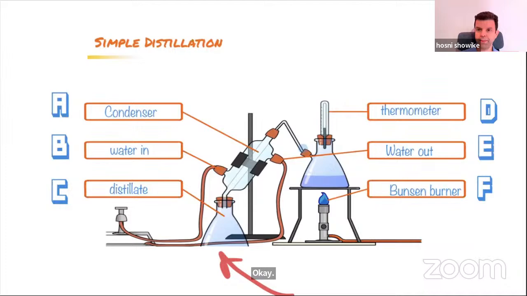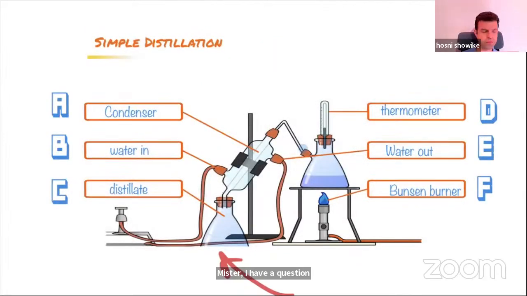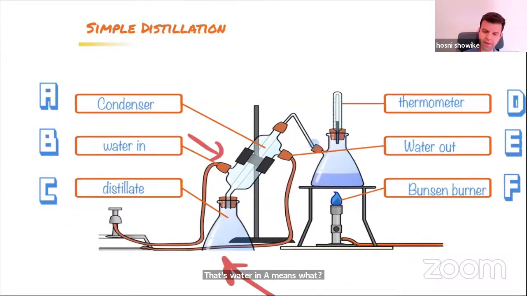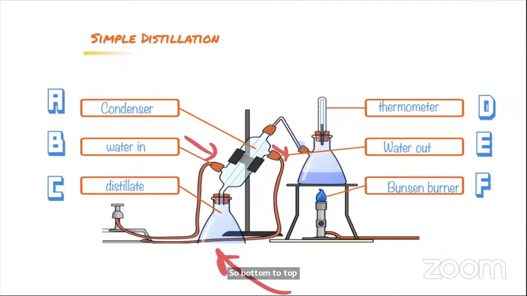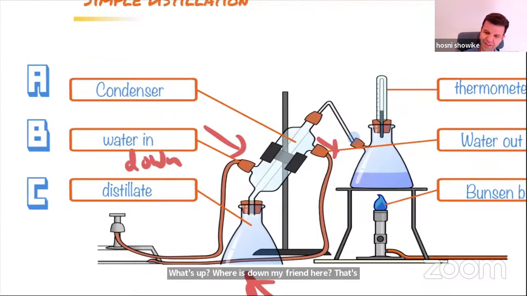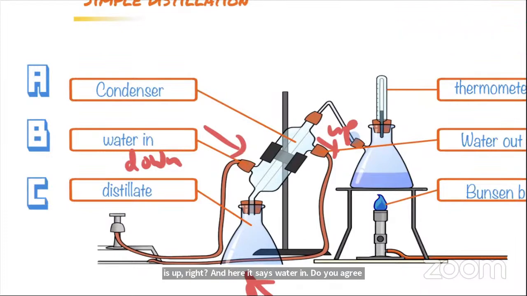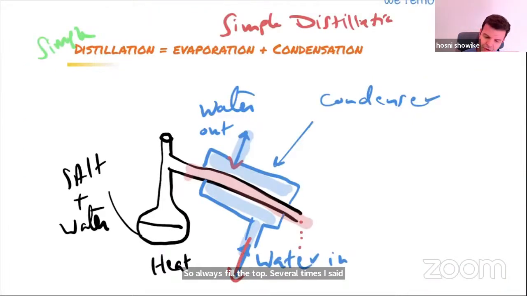All right. Now, what I have here. Mister, I have a question. Do you fill up the condenser from down or up? Do you see what's shown in front of you here? That's water in. In means what? Water in, right? And this is out, right? So bottom to top. Where is up? Where is down, my friend? Here, that's down. That is up, right? And here it says water in. Do you agree? Yes. All right. So always fill it up, as several times I said, from the bottom to the top, right?